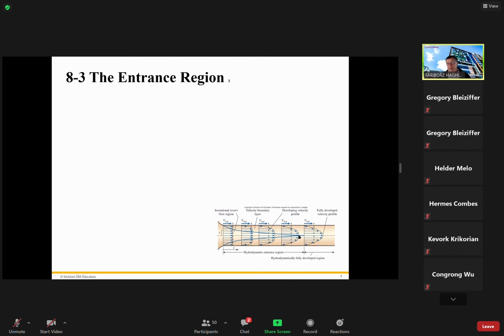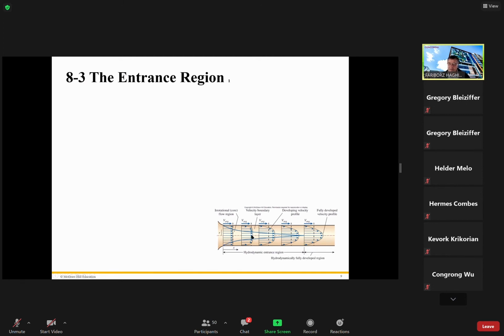Now, remember we have the terms developed and developing. From here, the velocity profile will not change anymore; it remains the same. But from the entrance right here to this point, we call it the developing velocity profile. The velocity profile here is flat, uniform, slowly developing until you get to this point. This is the entrance region. Developing means it is still not fully developed. After this line, it becomes the fully developed region, hydraulically.